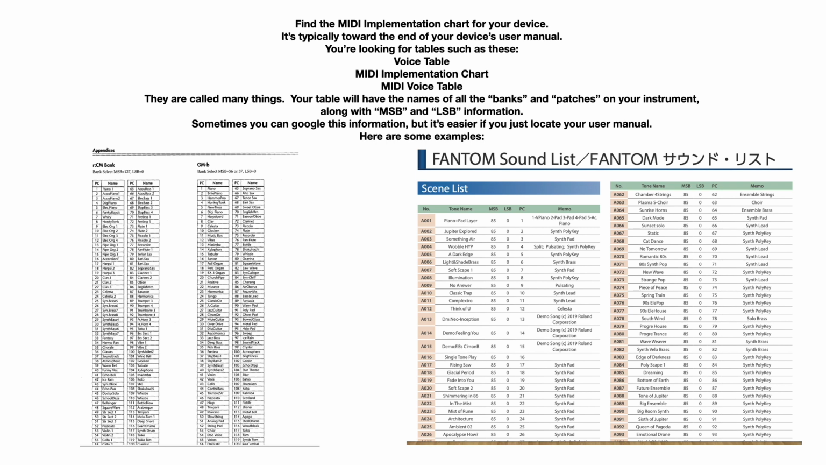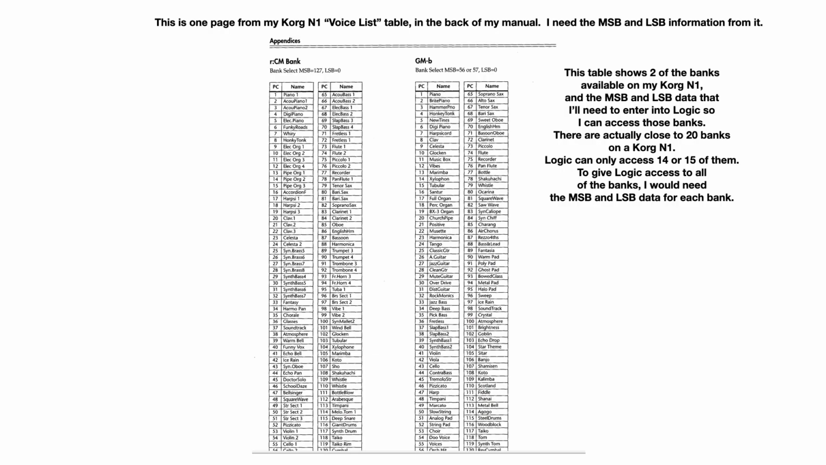You need this before you get into Logic. And this is an easier to see chart from my Korg N1. It's actually called a voice list table. It's in the back of my manual. And this gives the MSB and the LSB information for two of the sound banks on my Korg. I'll need this to enter into Logic so I can access these banks.